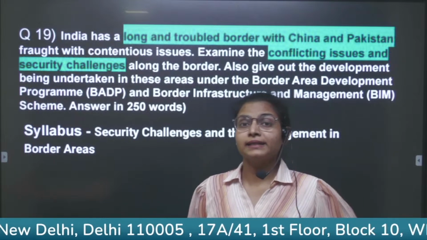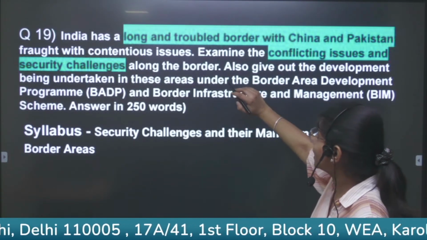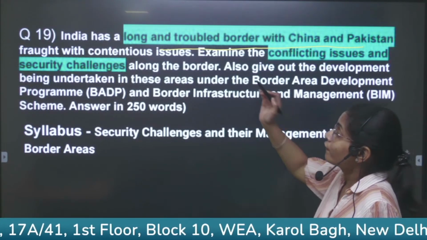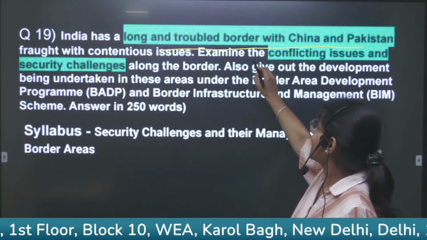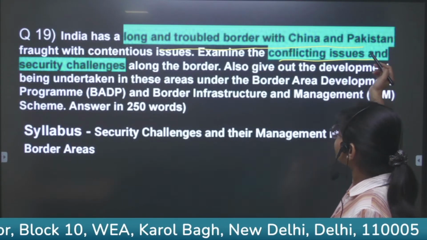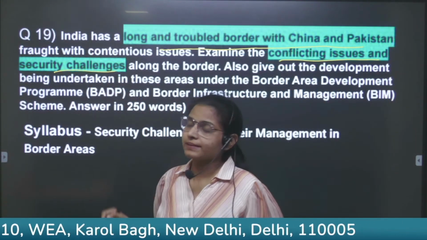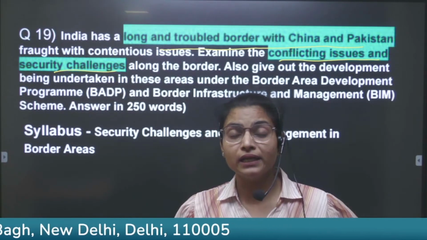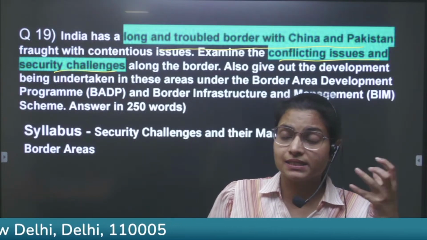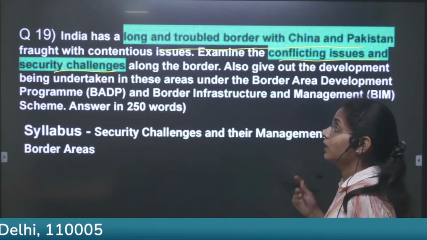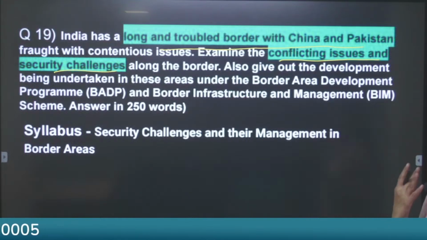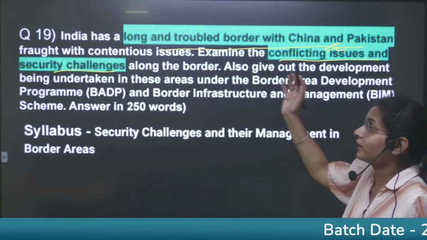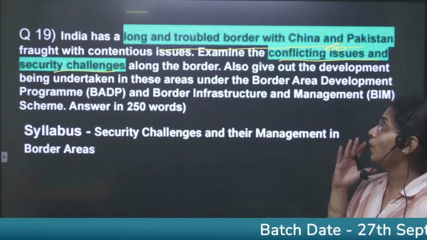Now next, the 19th question. It is talking about the long and troubled border with China and Pakistan, fraught with contentious issues. Examine the conflicting issues and the security challenges. As I have already told you, always look out for the keywords about which UPSC is asking. Here, firstly, the keyword is the border with China and Pakistan, and the first part is asking about the issues and security challenges along the border.